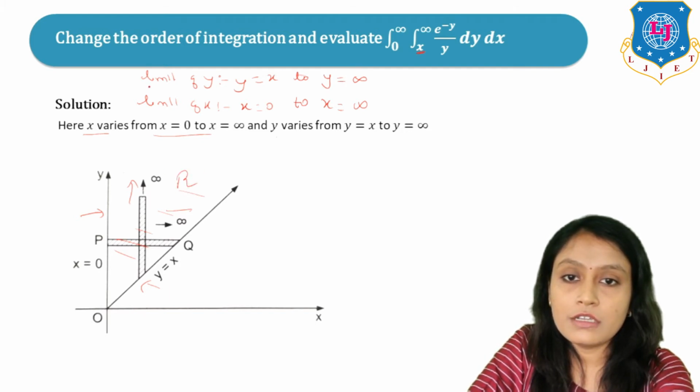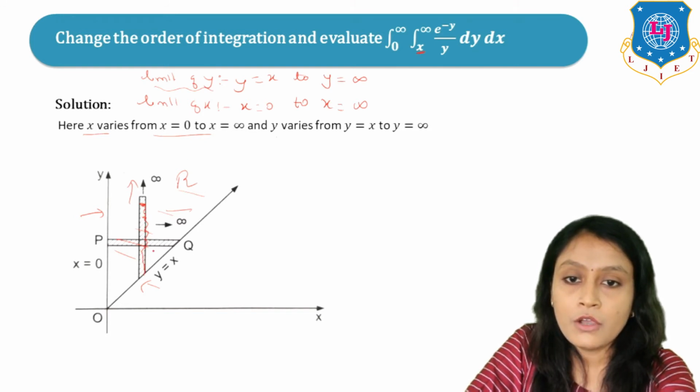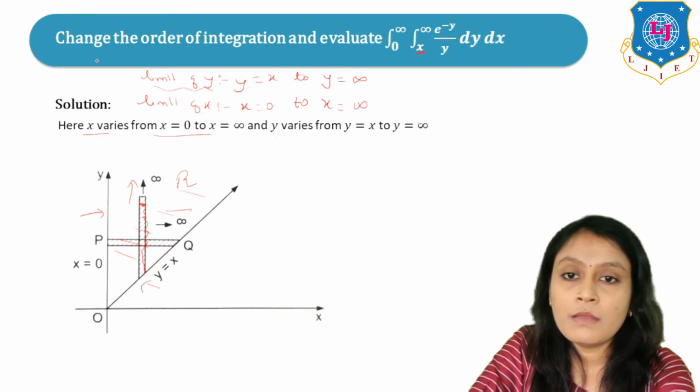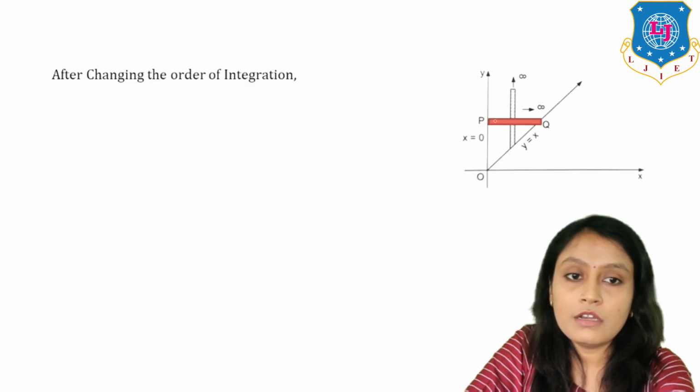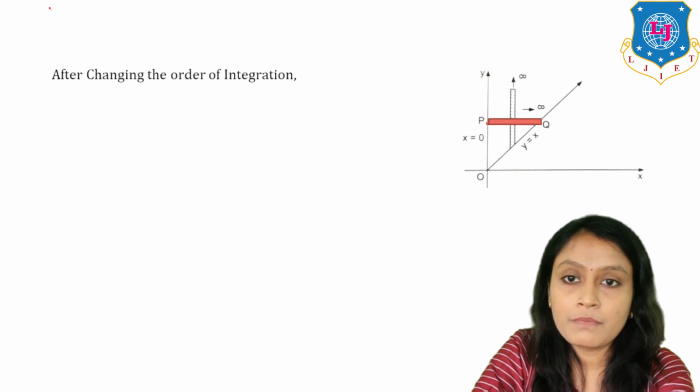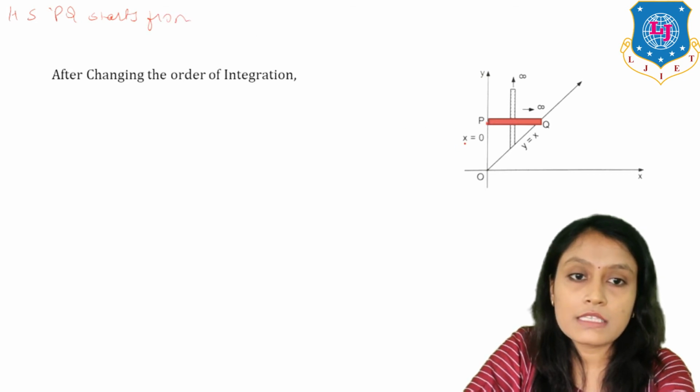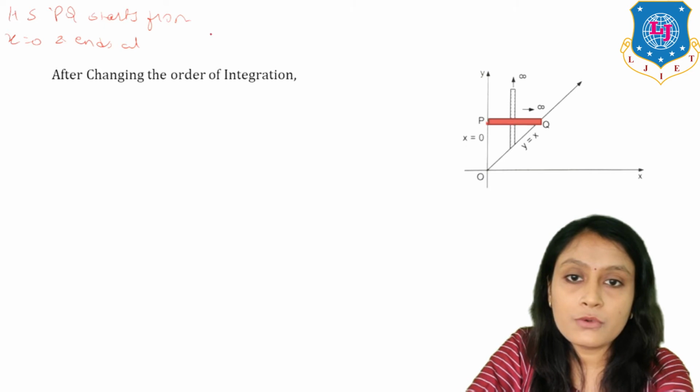Now in the question we have the limit of y, so a vertical strip is given in the question. Now what we will do is make a horizontal strip PQ. By changing the order of integration, we have the new strip, that is the horizontal strip PQ. Now you can see this horizontal strip PQ starts from x equals 0, and it ends at Q, which lies on y equals x.